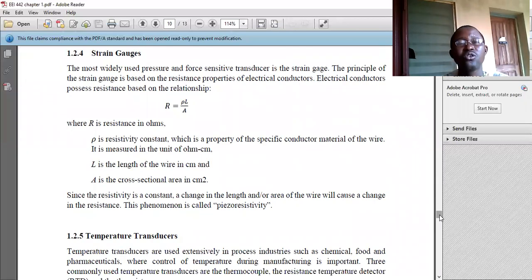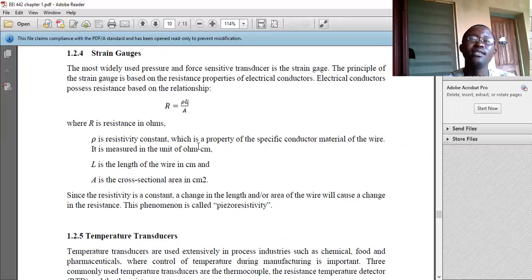We know that an electrical conductor possesses a resistance based on the usual formula that we see on the screen here. R equals rho L divided by A. The resistance of a conductor depends on the resistivity, the length of the conductor, and also the cross-sectional area of the conductor. Now, when you change the cross-sectional area A, then the total resistance will change.